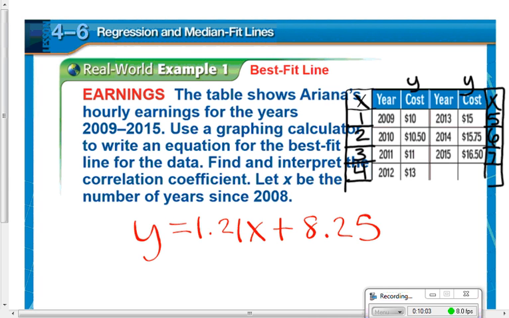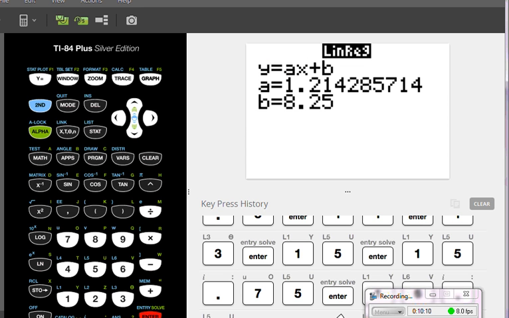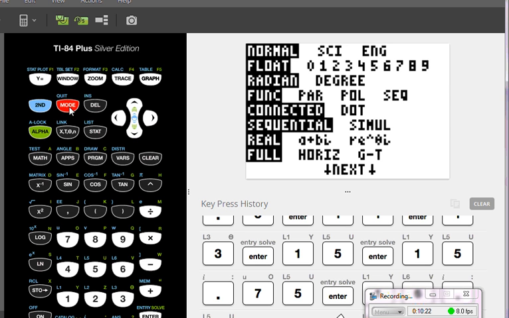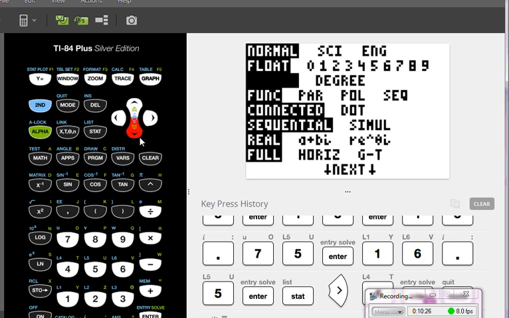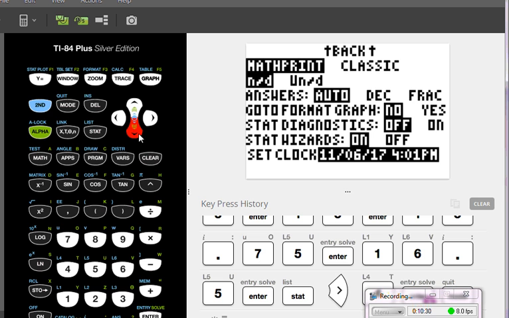Now my correlation coefficient. In order to get the calculator to give this, let's go ahead. We have to change that setting, right? And the bright side is that once you put that setting on, you don't have to redo it. That setting is actually located in mode, okay? And we want to go down till we get to stat diagnostics. So it's on the second screen, okay? Stat diagnostics.